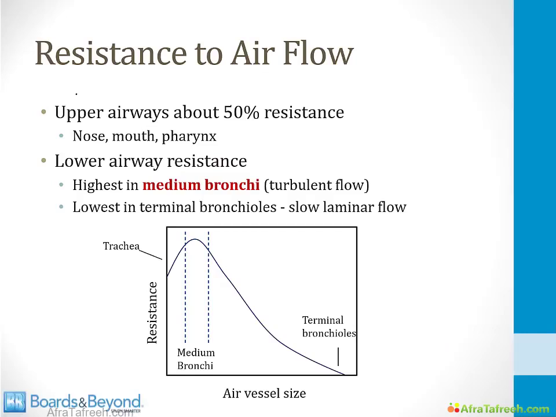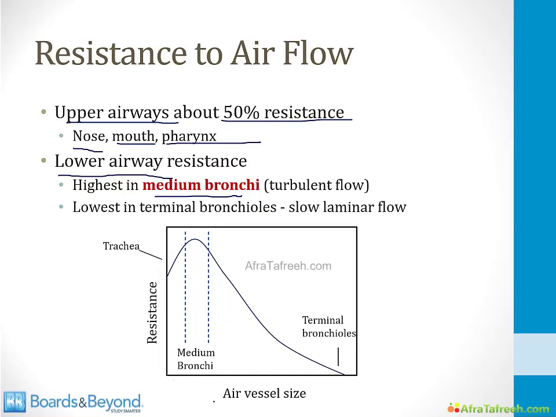Let's talk about the resistance to airflow. The upper airways constitute about 50% of the resistance to airflow. This includes structures like the nose, the mouth, and the pharynx. Once you get down into the lower airways, the highest resistance is in the medium bronchi, and let's talk about why that's the case. If you look at the bottom of the screen, this is a famous pulmonary physiology graph that you'll find in many physiology textbooks.